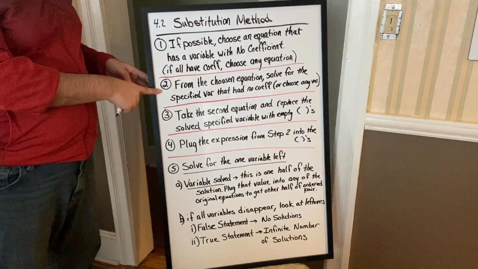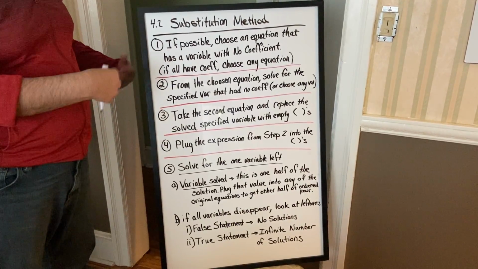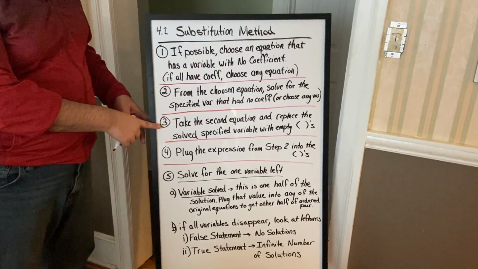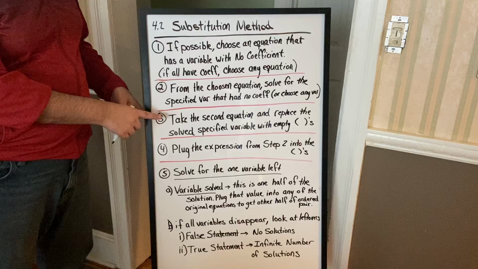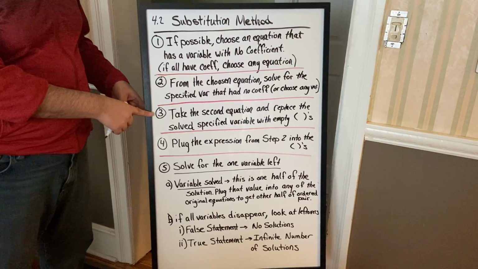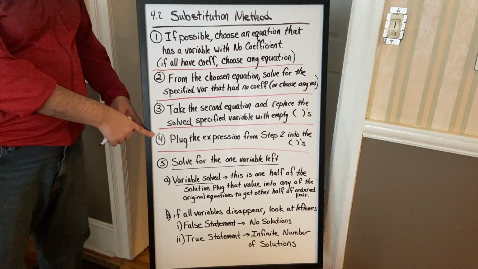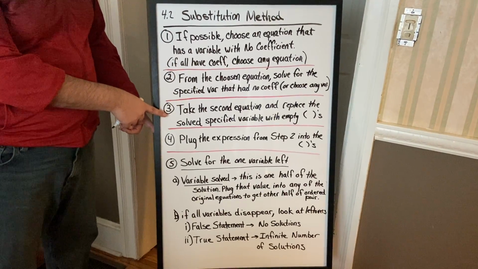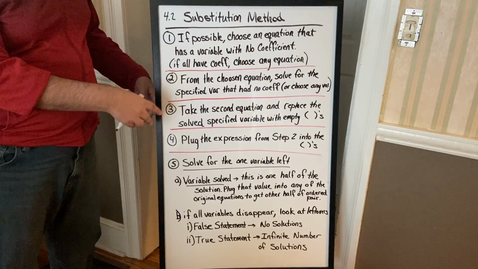We know how to solve for a specified variable. Remember, that was underline the specified variable, move anything that was added or subtracted, and then do any dividing. Once we solve for the specified variable, what we want to do is take the second equation that you didn't touch, and rewrite it using parentheses for the one variable that you did solve for. The reason we call this the substitution method is because in step 4, you're going to plug in the expression that you just solved in step 2 into the other equation. That way you would only have one variable, either all x's or all y's, not x and y.